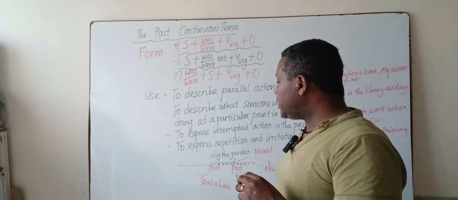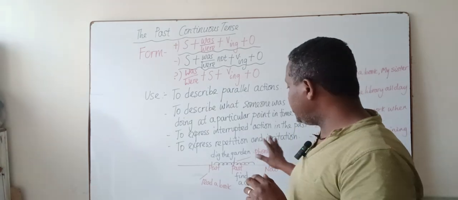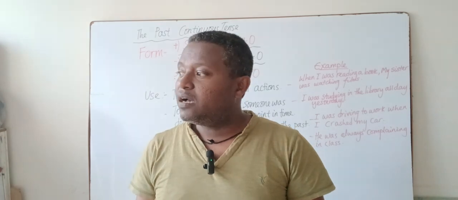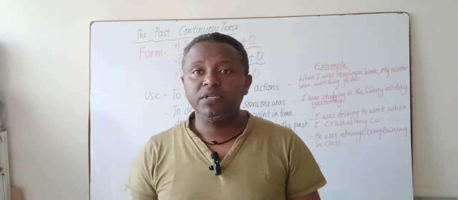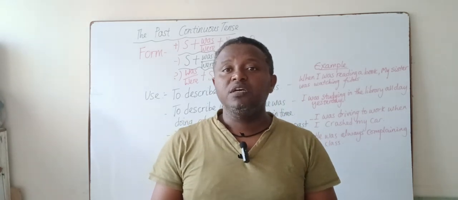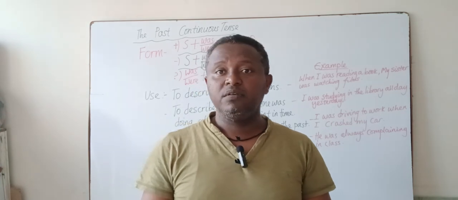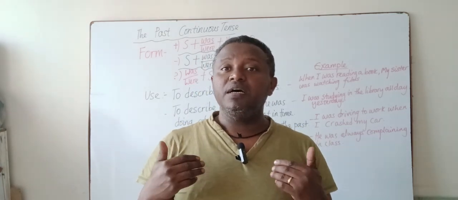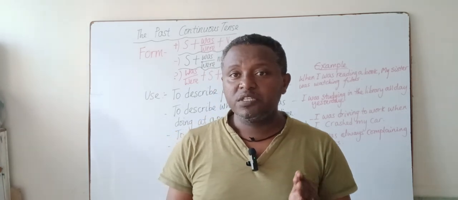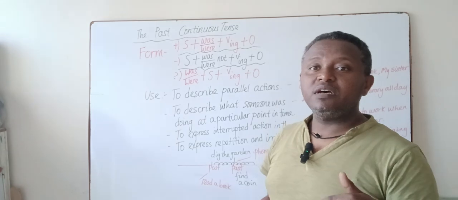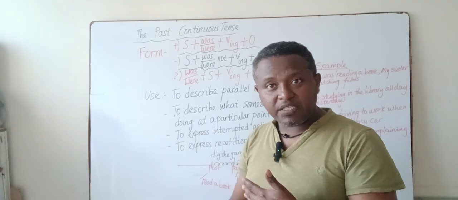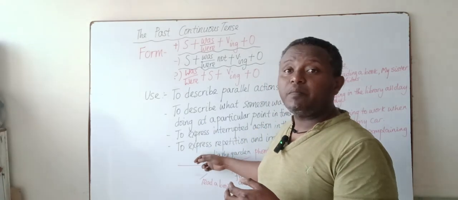The last one is to express repetition and irritation. If you remember when we talked about the present continuous tense, one function of the present continuous tense we mentioned was that it is used to describe an annoying behavior of someone or something. So the same is true here. When you want to express an irritating behavior of someone, and to show that there was a repetition of something, we can use the past continuous tense.